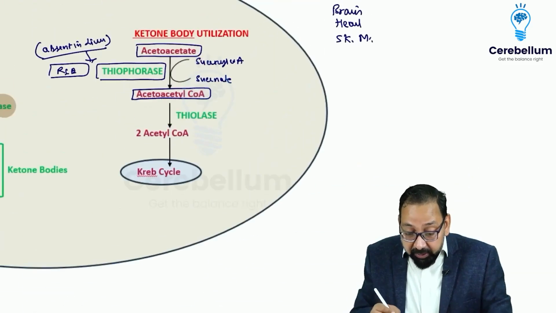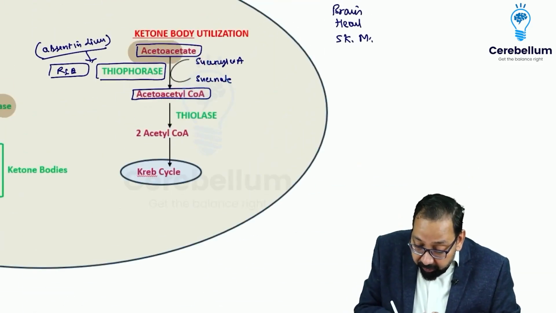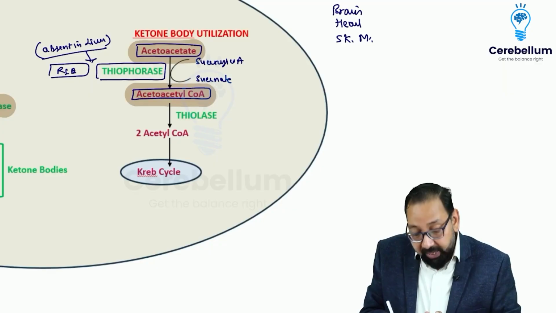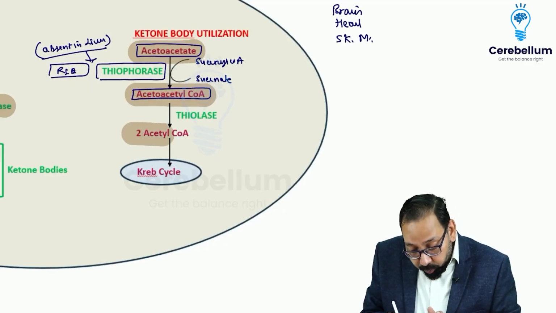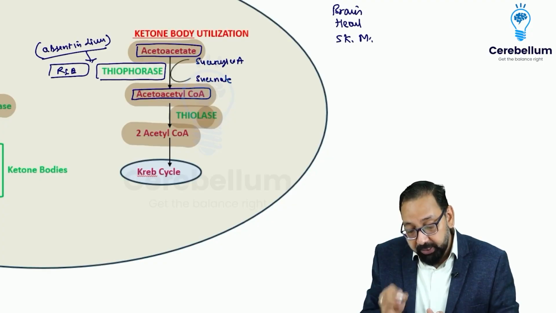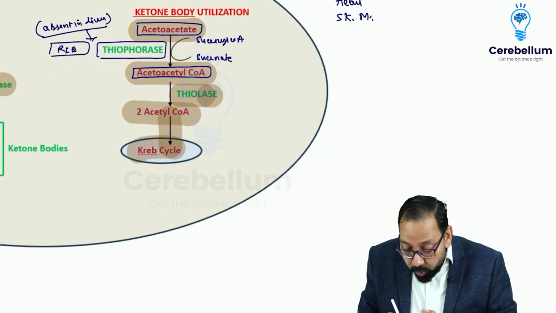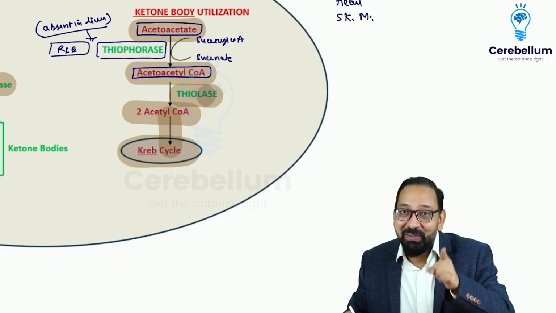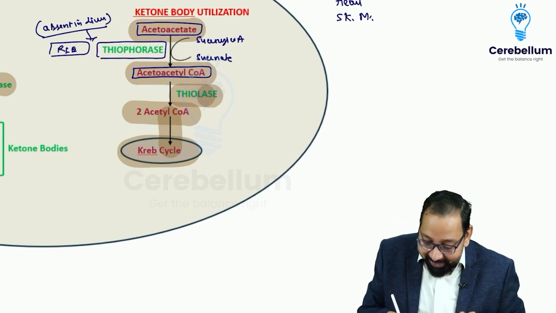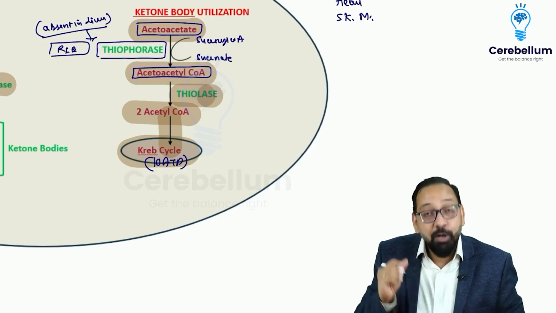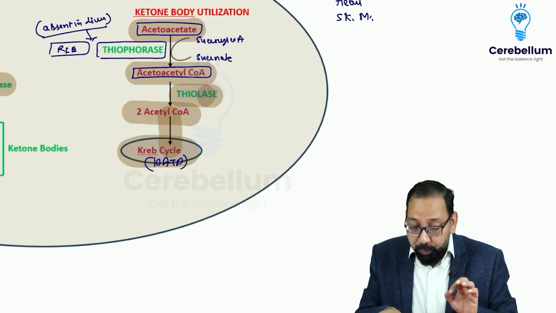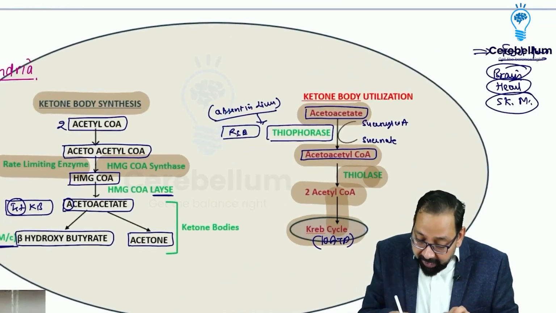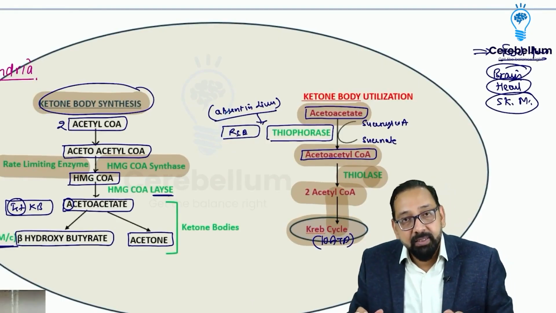thiophorase. And this ketone body acetoacetate, the first ketone body to be synthesized, is metabolized and converted to acetoacetyl coenzyme A. It is further converted to acetyl coenzyme A by the enzyme thiolase. This acetyl coenzyme A will go to the Krebs cycle; one acetyl coenzyme A entering the TCA cycle produces 10 ATP. This ketone body utilization occurs in brain, heart, and skeletal muscle. Liver synthesizes ketone body but can't utilize ketone bodies.